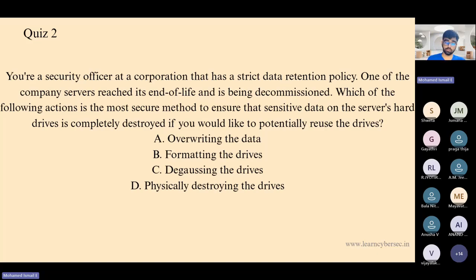All right, so I'm trying to figure out the hints. Security officer at a corporation that has a strict data retention policy. The first line is talking about a strict retention policy, meaning they are trying to keep the data retention. One of the company servers reached its end of life and is being decommissioned. Which of the following actions is the most secure method to ensure that sensitive data on the server's hard drives is completely destroyed if you would like to potentially reuse the drives? The last line is the twist. They would like to potentially reuse the drives.